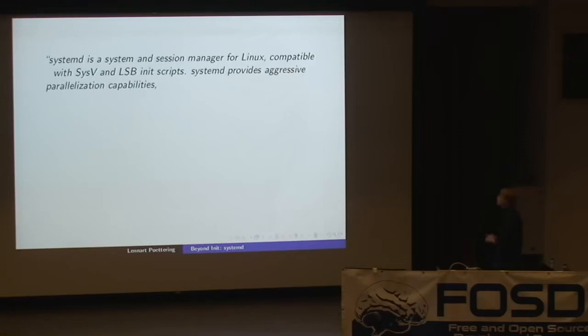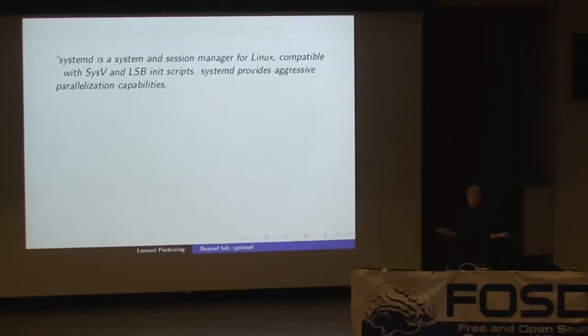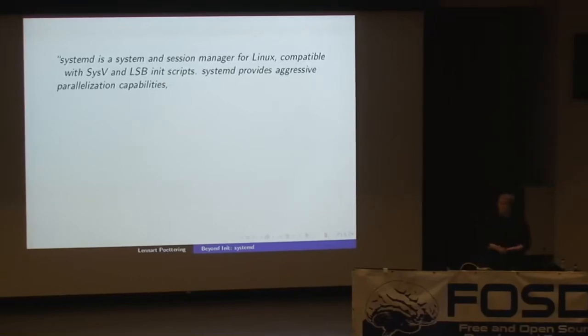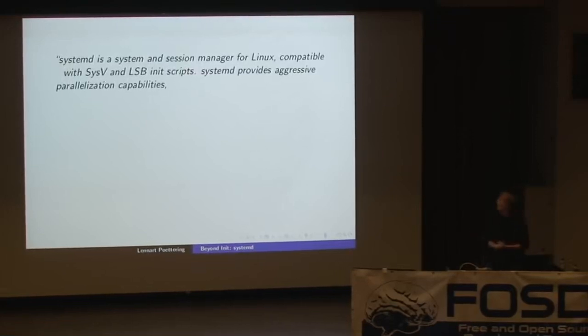Systemd provides aggressive parallelization capabilities. Parallelization, probably many have quite an idea what that is. What that means in a system, in an init system context, is probably not so difficult to understand either. Basically, it just means we start everything that we start in parallel. But the word aggressive here means that it's probably a little bit beyond what existing init systems do. And in a later slide, we'll go a little bit into detail on what precisely this kind of aggressive parallelization means.